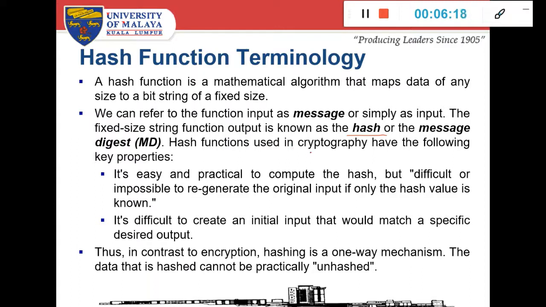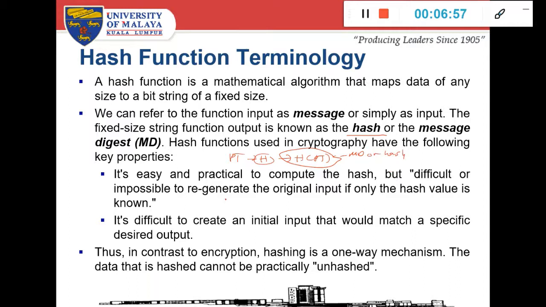Hash functions used in cryptography have the following key properties. These two key properties are very important for the hash function. First, it is easy and practical to compute the hash. With any hash function, it's very easy to produce the output. You have a message, plain text, you apply the hash function, then you have the output, the hash of pt. So it's easy to get the message digest or hash.